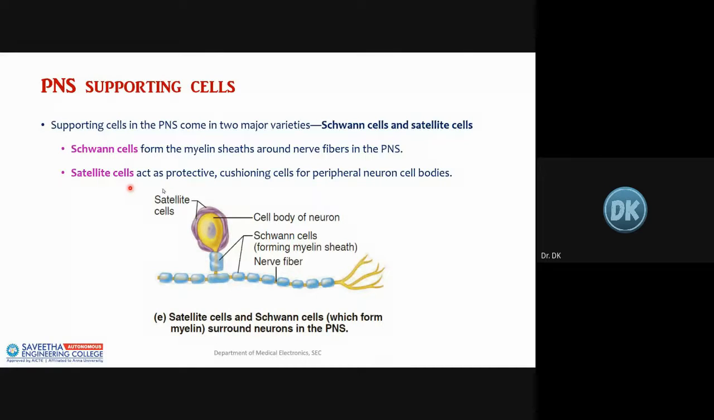Next thing is satellite cells. So satellite cells are protective cushioning cells for the peripheral neuron cell bodies. So if you see here this violet color covering here, right? So that is your satellite cell. Okay, so satellite cell ன்றது ஒரு protective cushion மாதிரி it will act for your nerve cells. And this is your Schwann cells which produce the myelin sheaths for your nerve cells.